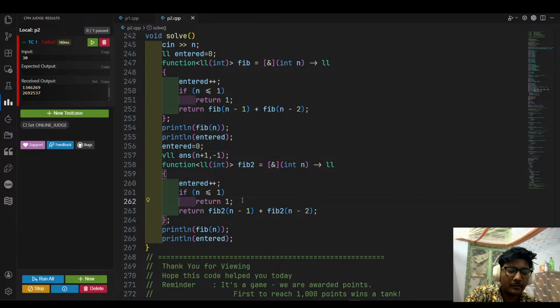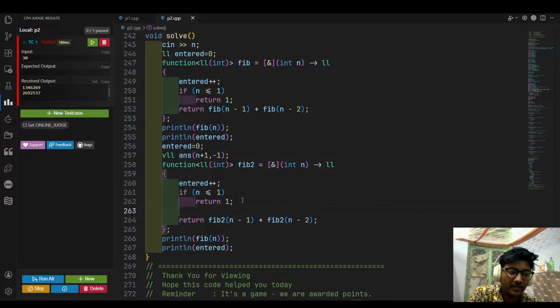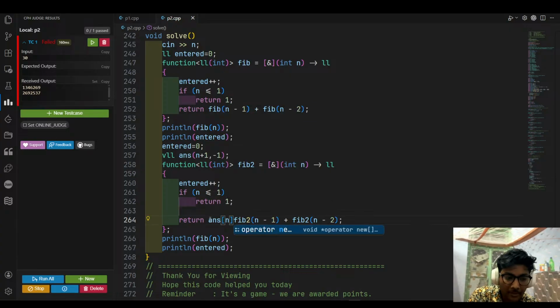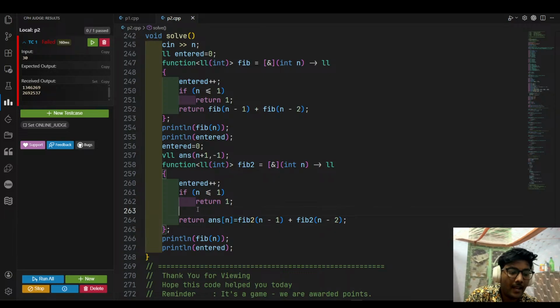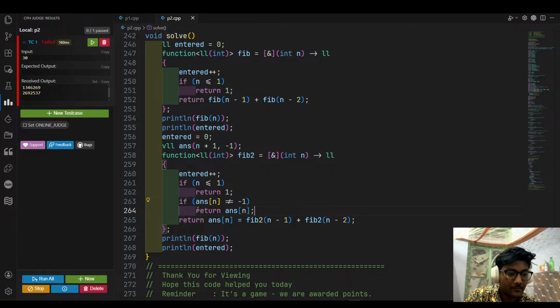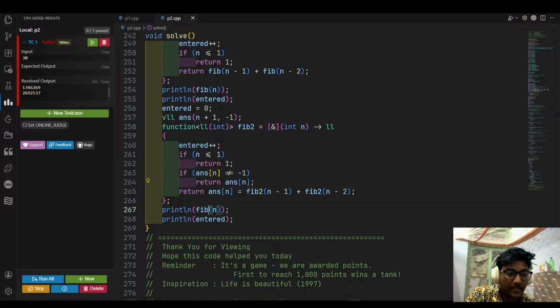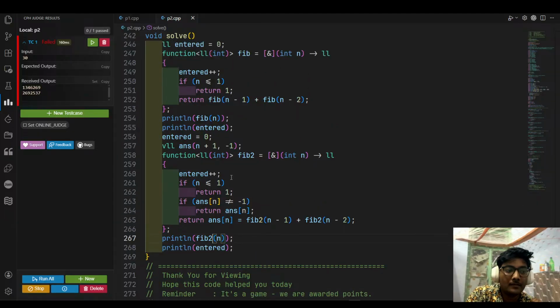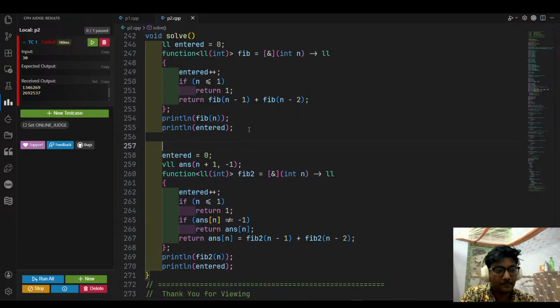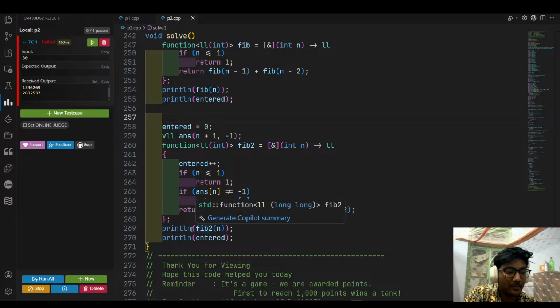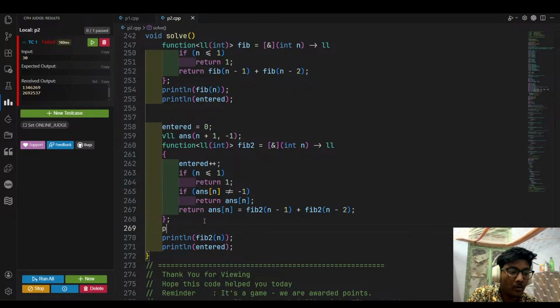Now, of course, we will just add one memoization step before returning. The answer of this particular level is this, and we check if answer of n is not equal to minus 1, I return answer of n. So again, I will be calling this fib2 of n. So let me just put some label, let's put memo.